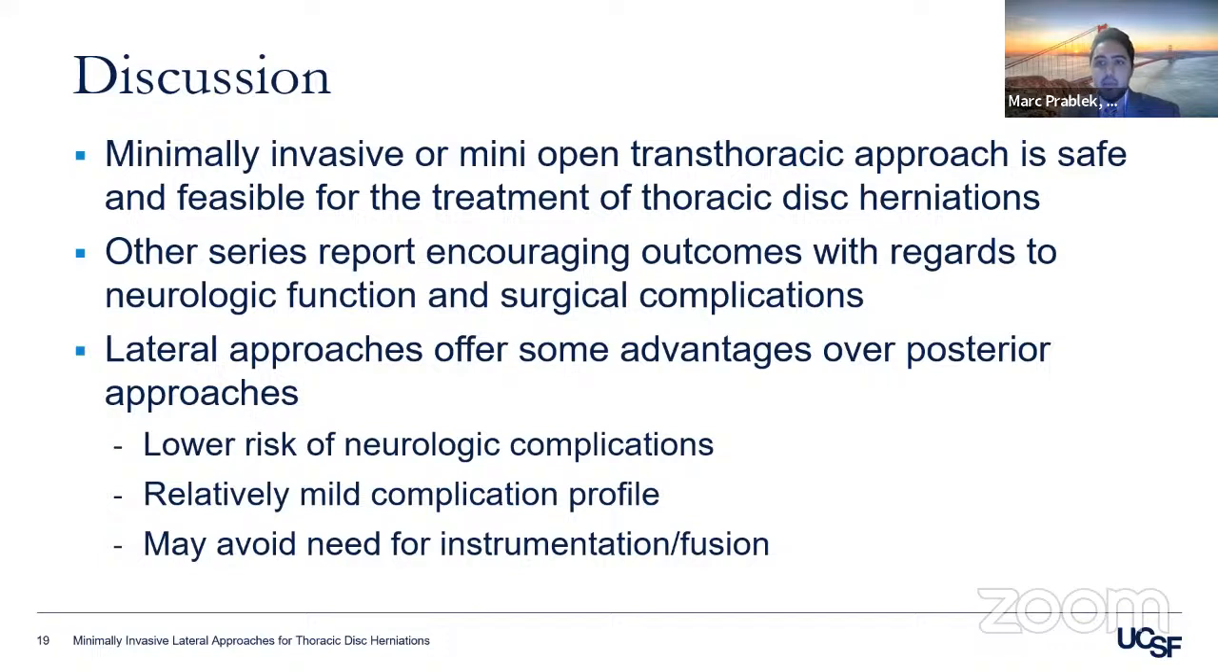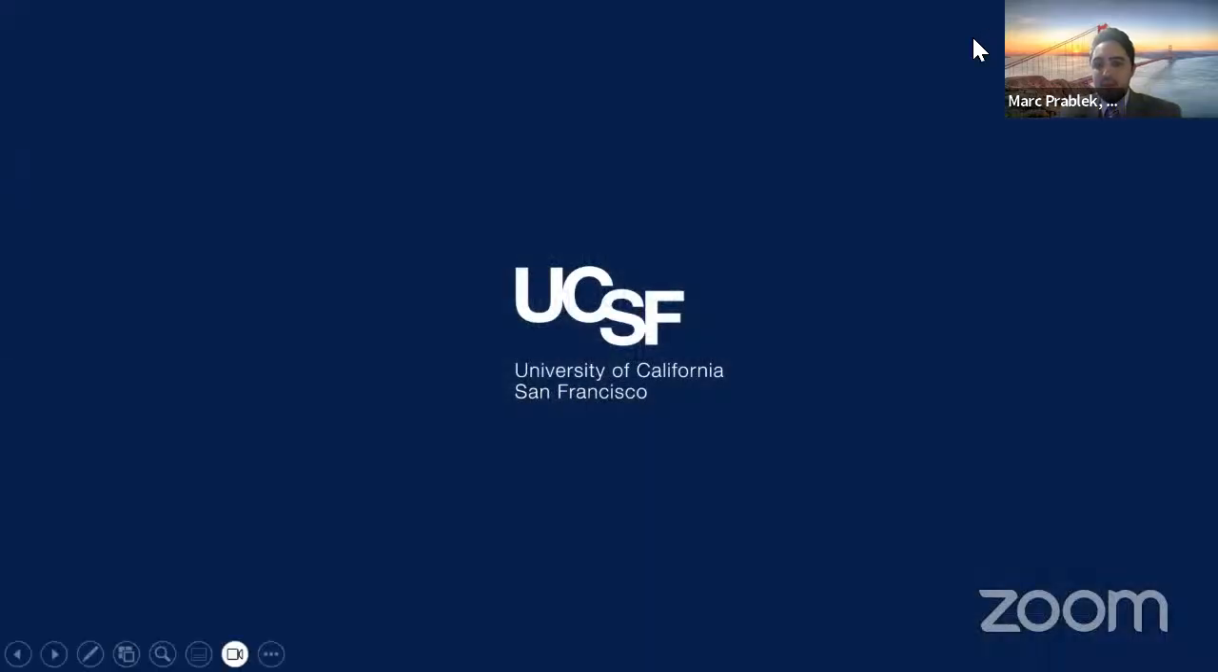The paper cites a large review of posterior and posterior lateral surgeries with 18% of patients undergoing those approaches having neurologic deterioration, bilateral leg weakness, paraparesis, and paraplegia. And in contrast, the lateral approach, at least in the series that we've examined here today, has a relatively mild complication profile and may help you avoid the need for instrumentation and fusion, which is often of interest to patients as well. So, thank you all very much.